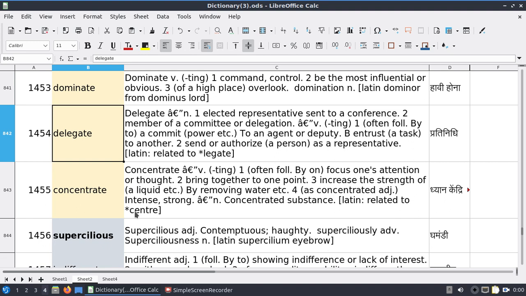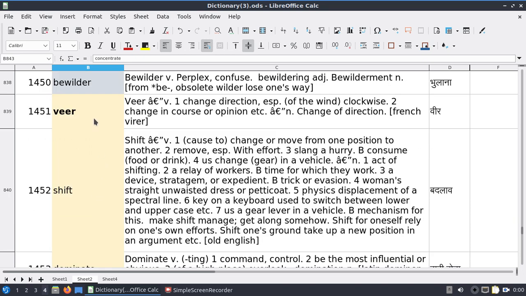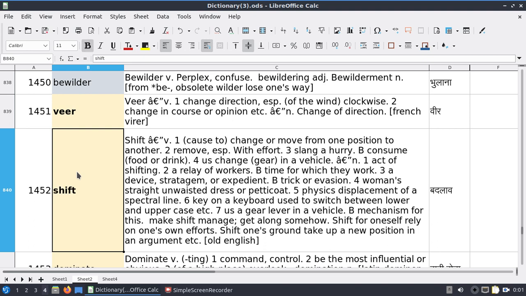Delegate. Delegate means an elected representative. Delegate can also be used as a verb. Delegate as a verb means giving the power to someone else. You send a delegate instead of you. Concentrate. Concentrate is putting full attention. When there is so much noise, I cannot concentrate. Okay. So veer is closely related to shift here, because shift also is moving things from one place to another place. So veer also is changing direction.